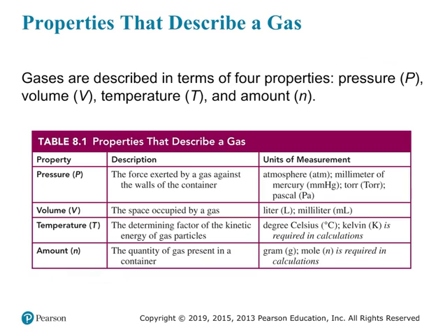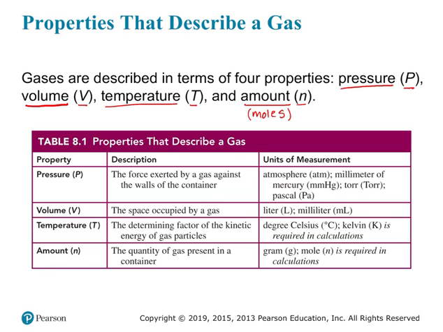All right, so there are 4 properties that we use to describe a gas, and those 4 properties are pressure, which has the symbol capital P, volume, which has the symbol capital V, temperature, capital T, and amount, which is lowercase n. And that usually stands for moles.